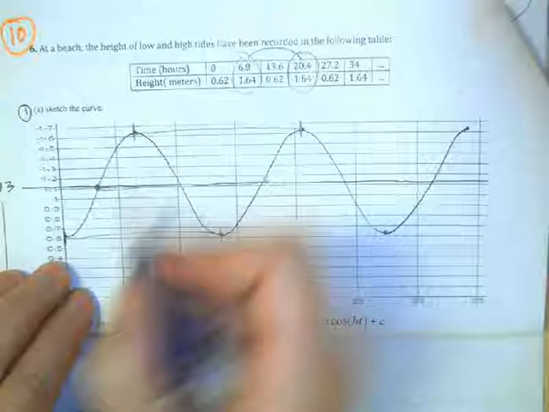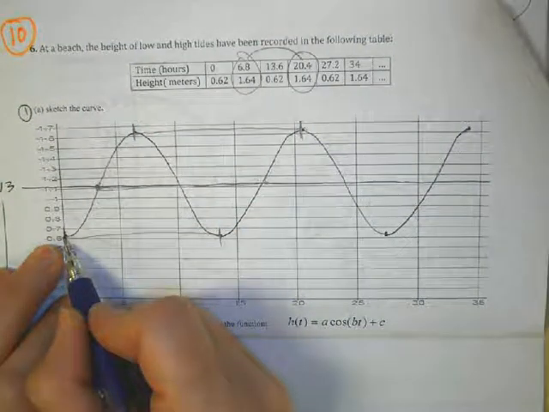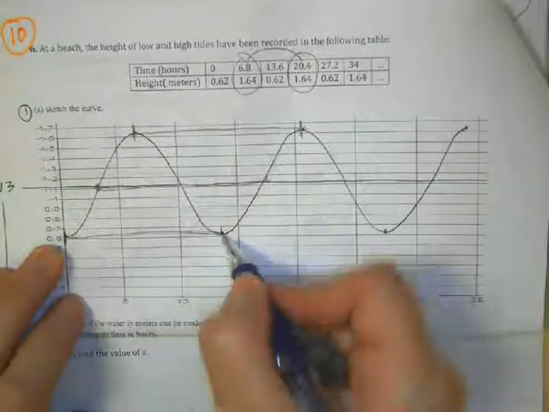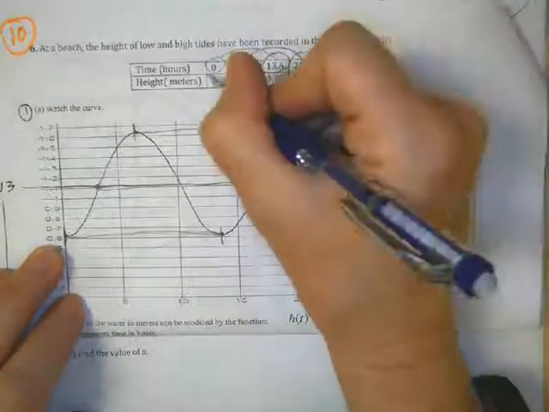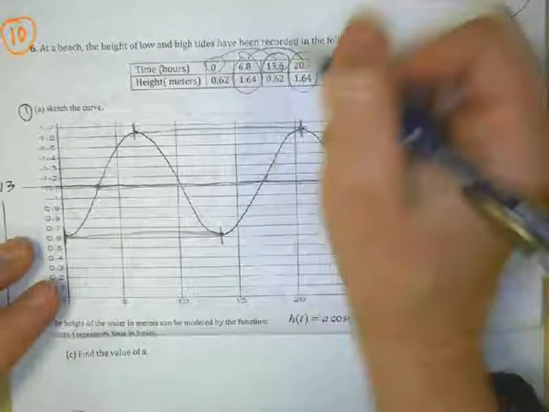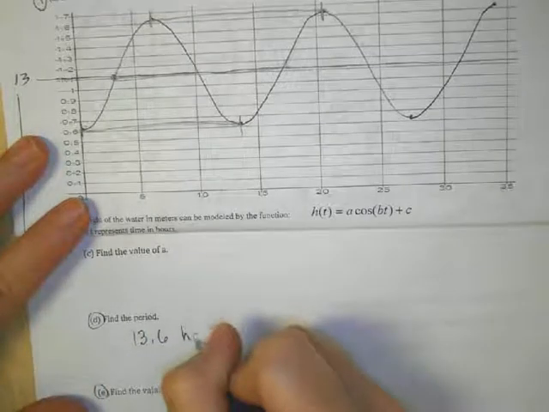But since I have the lows and this one starts at 0, this is actually going to be easier. So I'm going to go from here to here. What's the distance horizontally from here to here? Oh, it's 13.6 because I started at time 0. When does it start to repeat itself? At 13.6. So the period is how long does it take before it repeats itself? 13.6 hours. Bam, that's it.